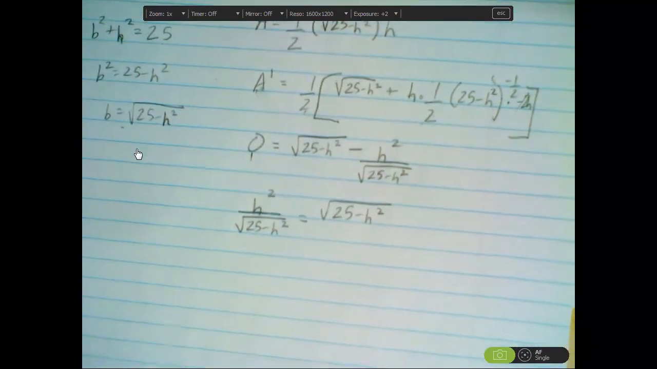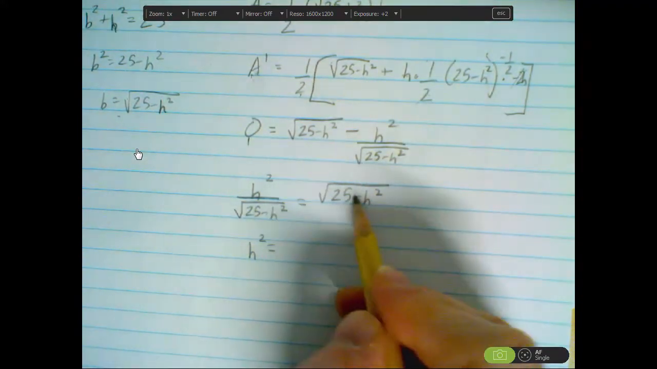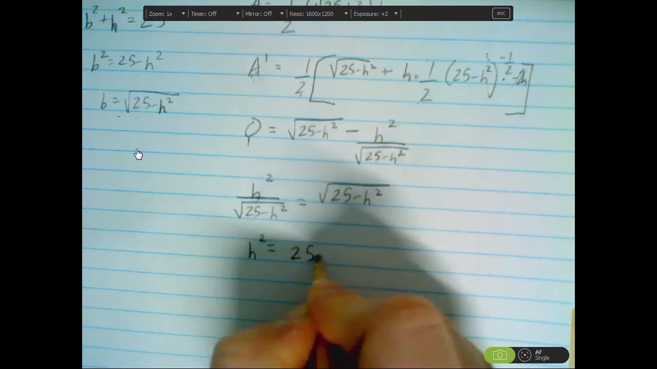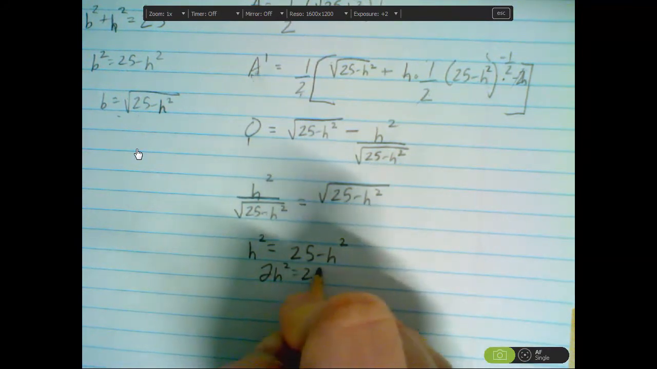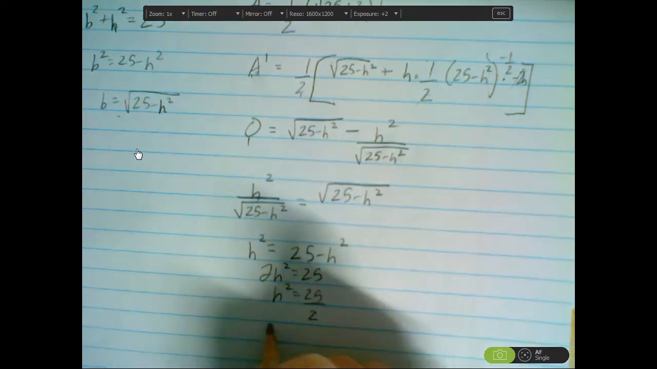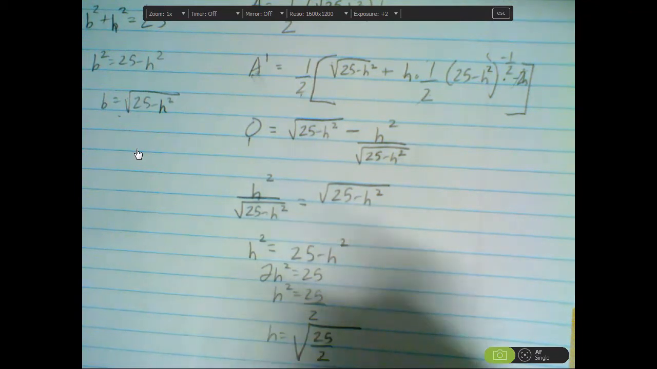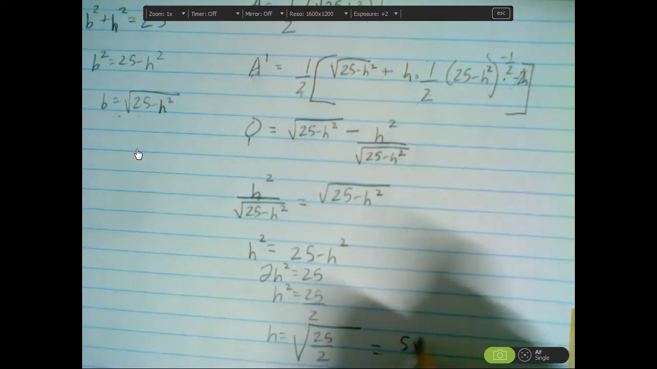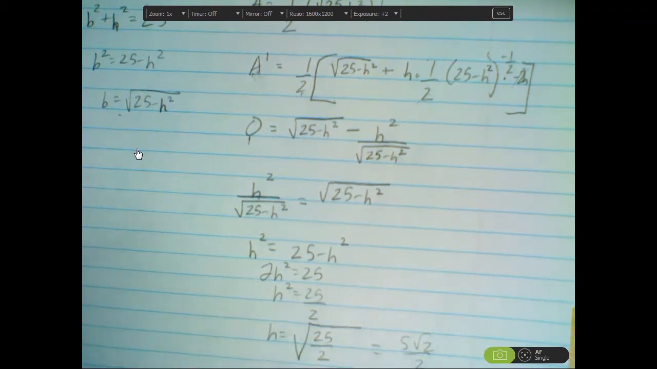I am going to cross multiply. So when you multiply this by itself, you get what's underneath. Add h squared to both sides. Divide by 2. And h equals the square root of 25 halves, otherwise known as 5 root 2 over 2.